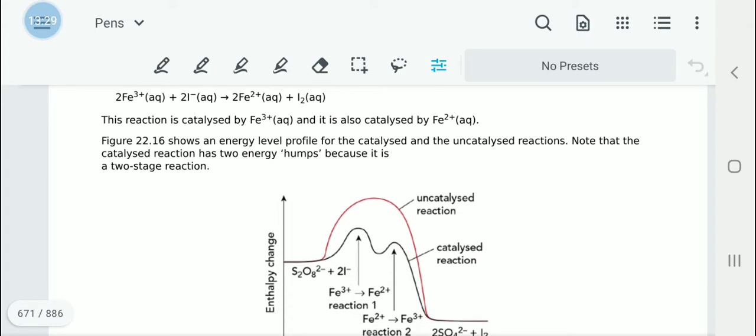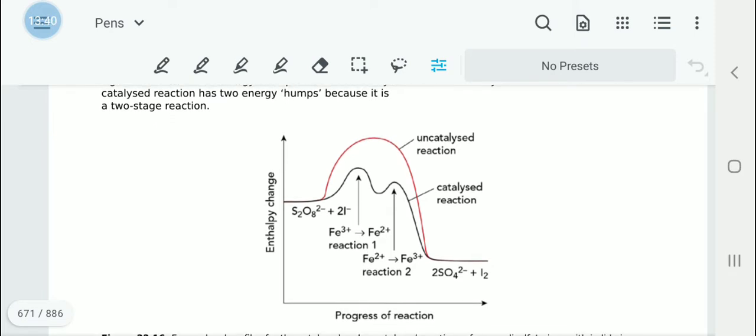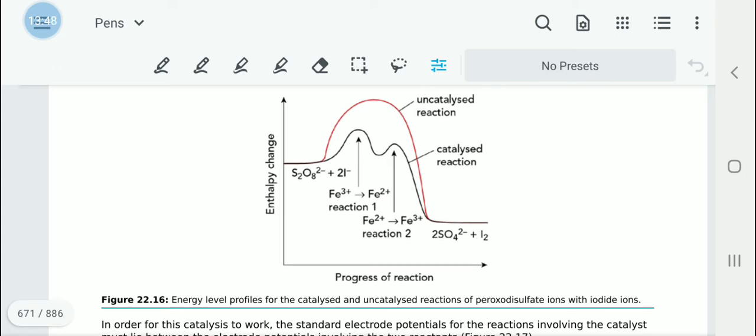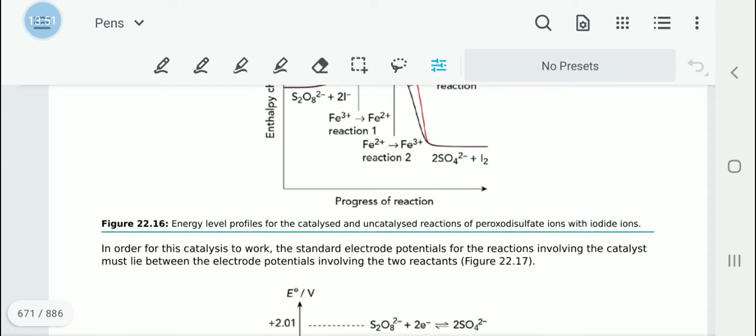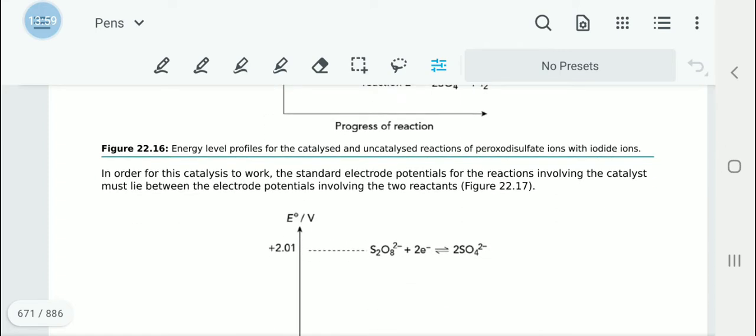So this figure 22.16 gives an energy level profile for the catalyzed and the uncatalyzed reactions. Because there are two stages in this reaction, as we saw there are two reactions, there are two humps in it. In the uncatalyzed reaction, because it is a single reaction, it involves only a single hump. I hope it makes sense as well.